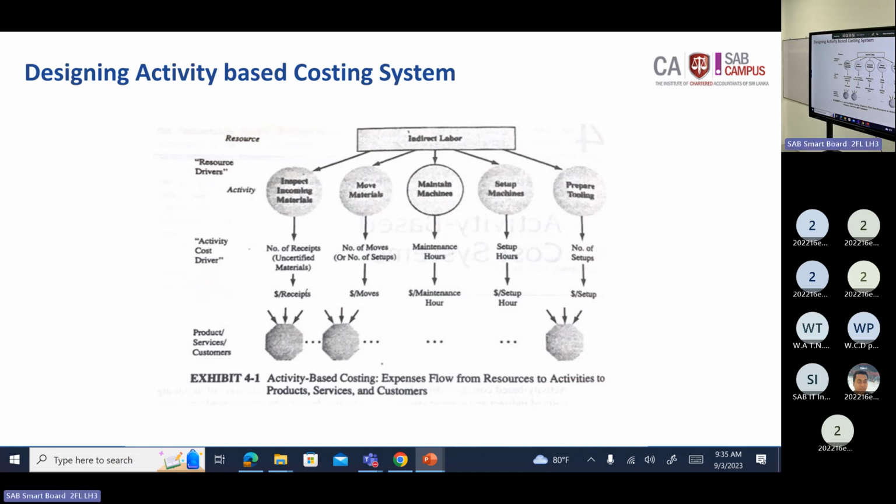Inspect the incoming material, move material, maintain machines, set up machines, prepare tooling.